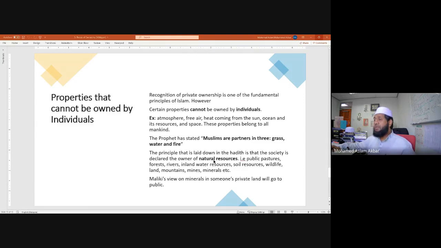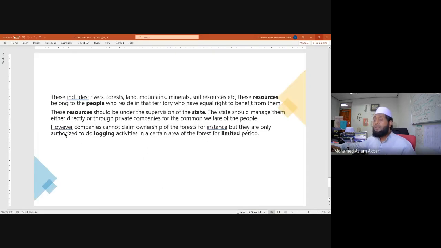The principle that is laid down in the hadith is that society is declared the owner of the natural resources: public pastures, forests, rivers, inland water resources, soil resources. All these things are actually under it. This includes river, forest, land, mountain, minerals, soil resources. These resources belong to the people. These resources should be under the supervision of the state.